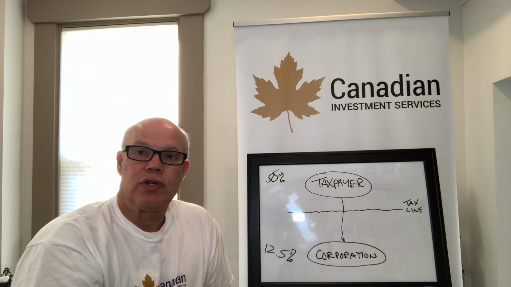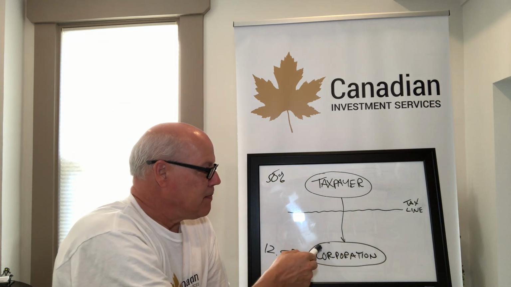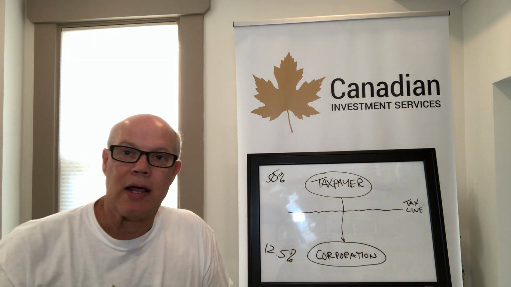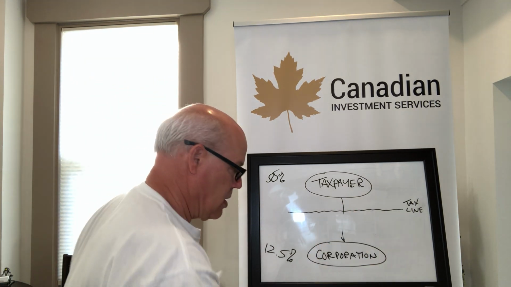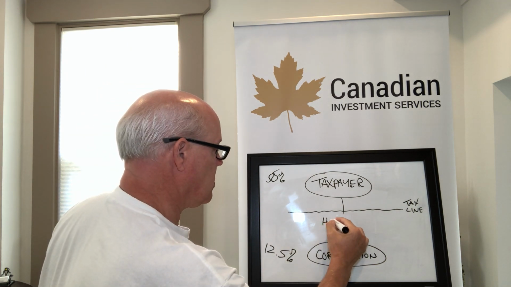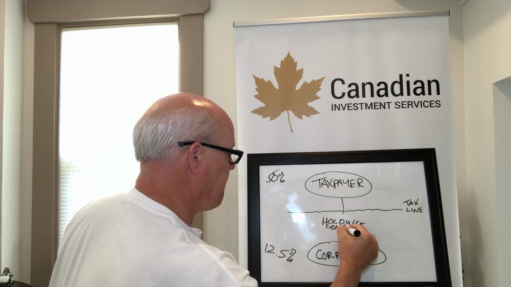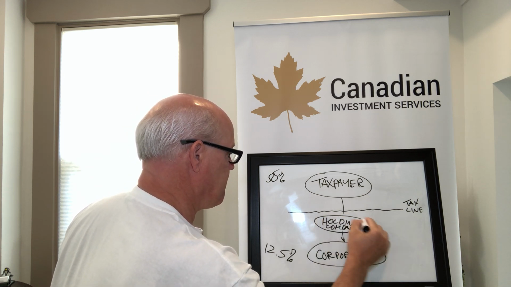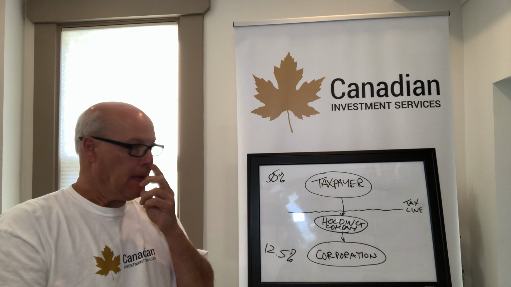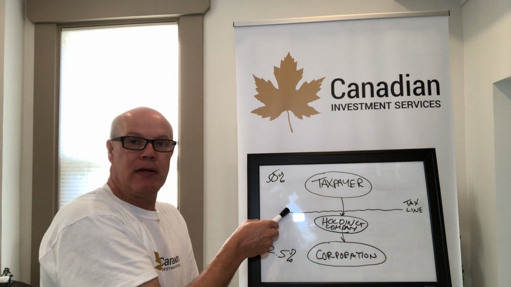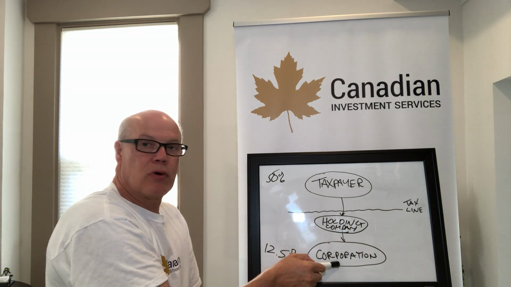So if the corporation is successful, if it's making good money, we want to get the money out of this legal entity, and we really don't want to cross the tax line yet, and that's where we use a holding company. We're still underneath our personal tax line. Taxpayer owns holding company 100%, holding company owns corporation 100%.